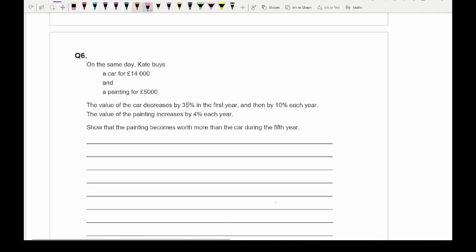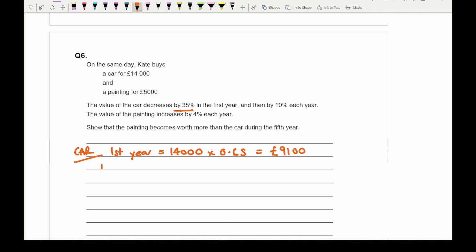So for this, what we need to do first is work out each item for the 5 years. So for the car, the first year value, so after the first year, is going to be decreasing by 35%. So using decimal multipliers, it's going to be 14,000, and then we start with 100%, take away 35%, 65%. That as a decimal is 0.65, giving us a first year value of 9,100.